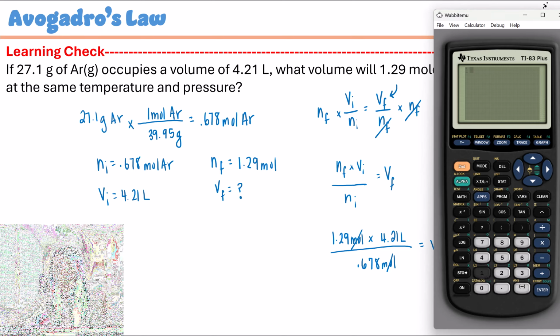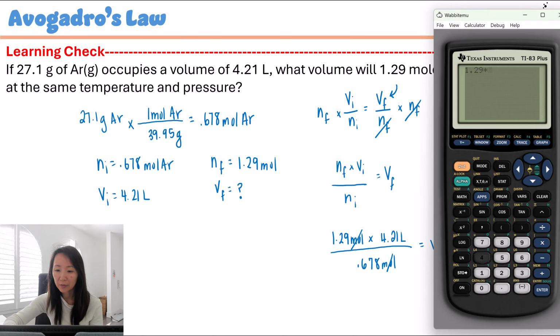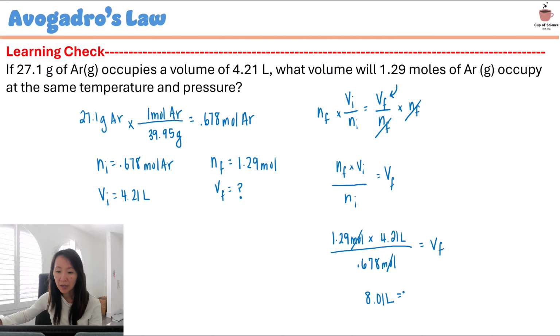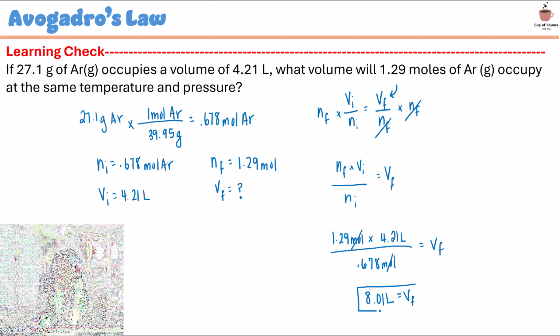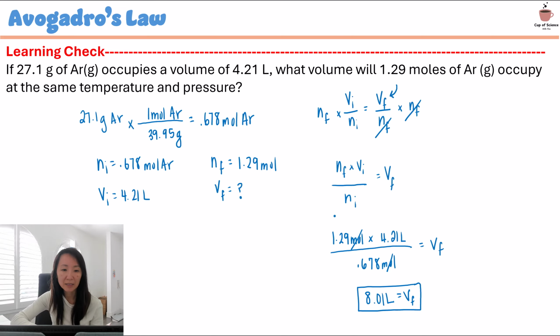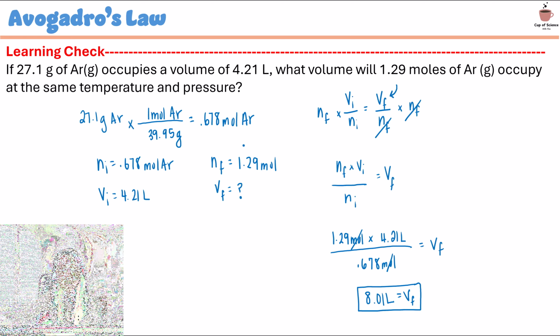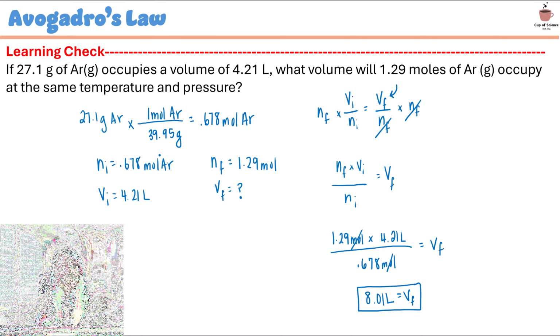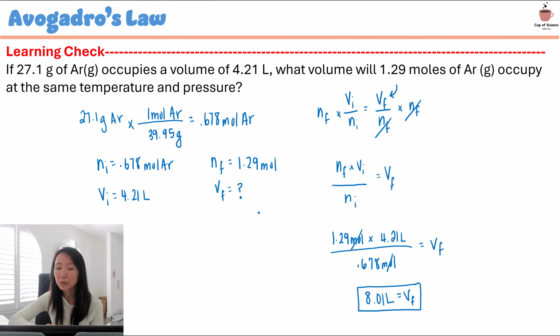Let's calculate this out. I have 1.29 times 4.21, hit enter, and divide that by 0.678. And that gives me 8.01 liters. Let's see if this makes sense. There is an increase in volume, almost 2 times the increase in volume, and you see almost a 2 times increase in moles as well. So there's that direct relationship based on Avogadro's law.